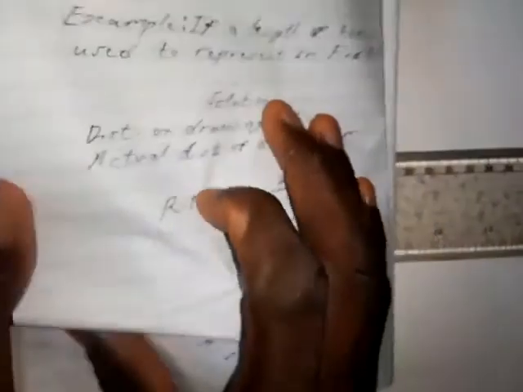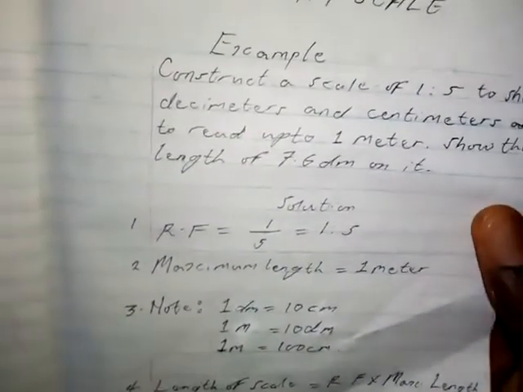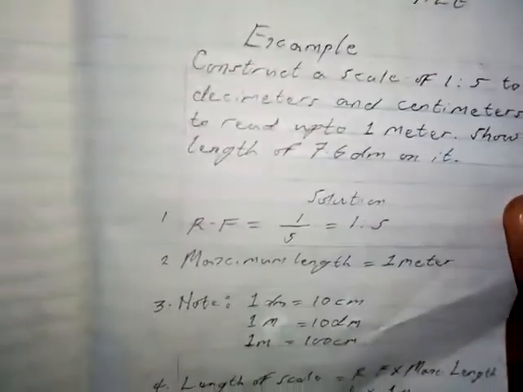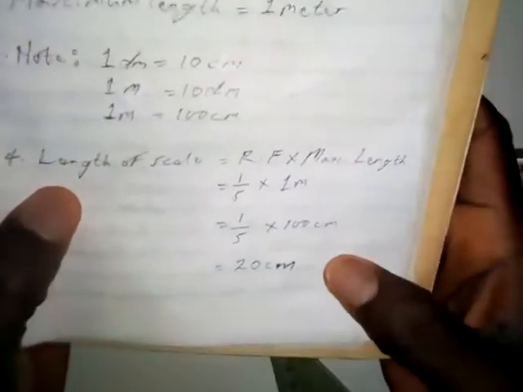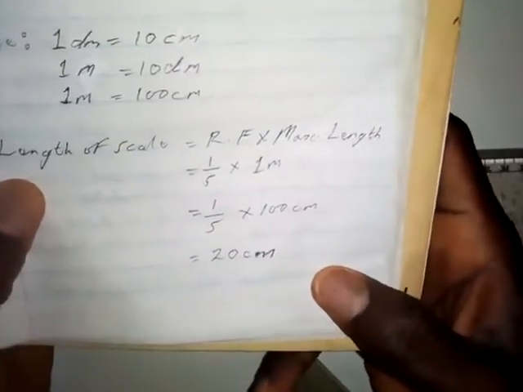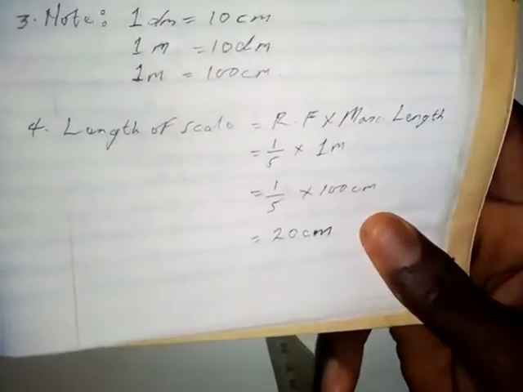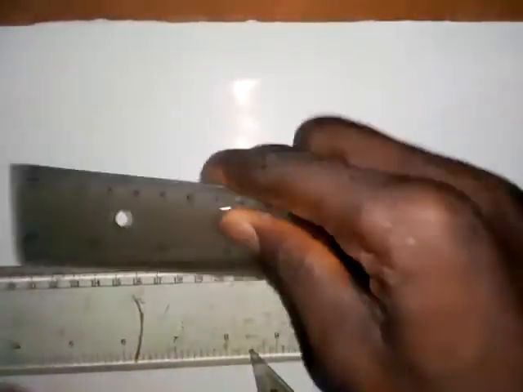If it's not stated in the question, you have to work it out yourself. But in case you have it in the form of a ratio as we have it here, that is your representative fraction. Now, the length of scale that we worked out is 20 centimeters. So let's look at how we are going to construct the plain scale. The first thing you need to do is to draw a line 20 centimeters, which is equal to the length of scale.